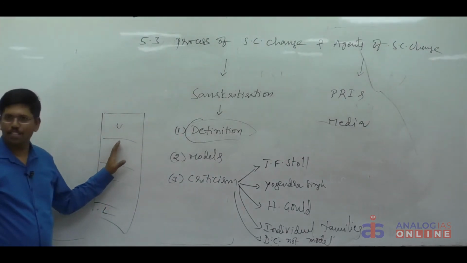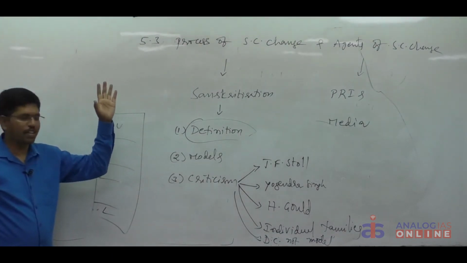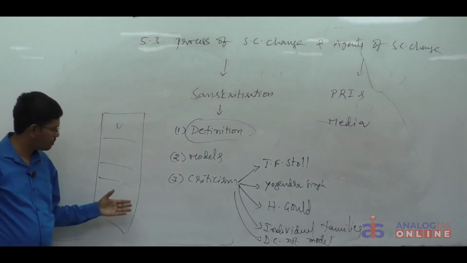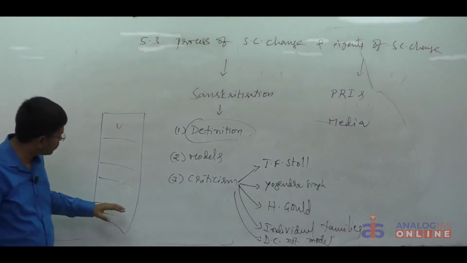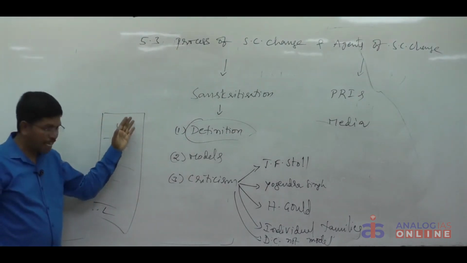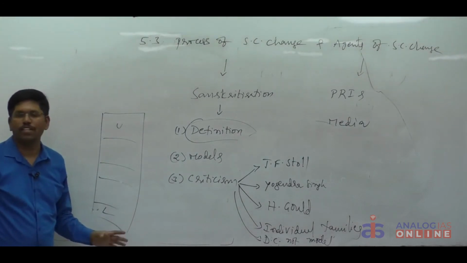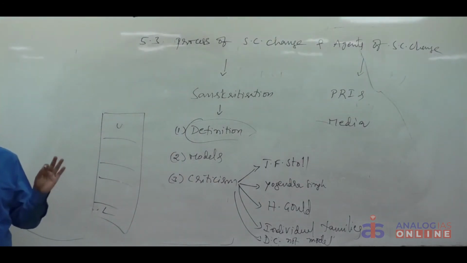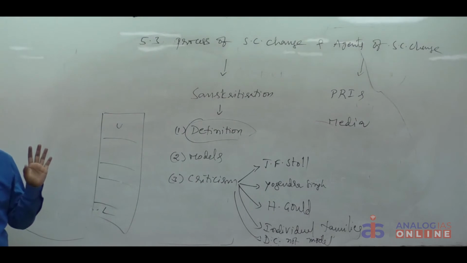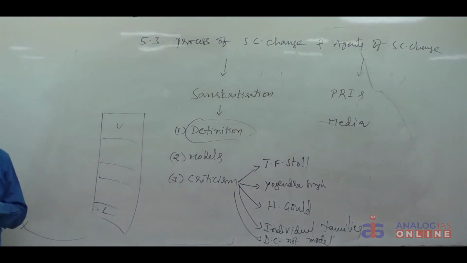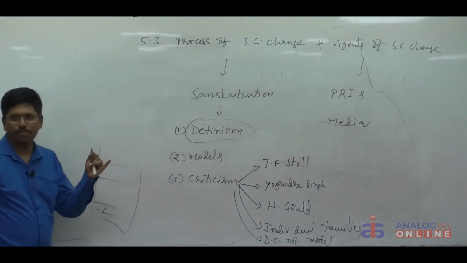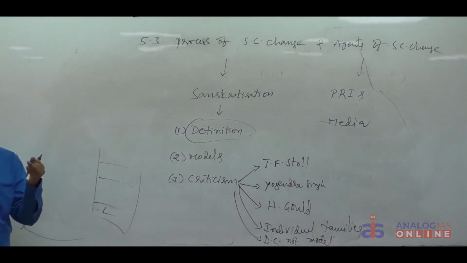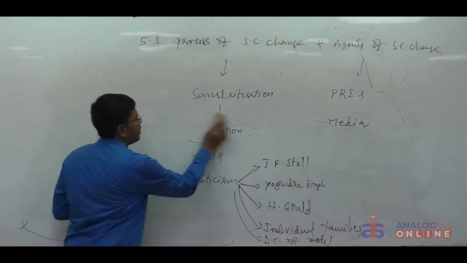They are accepting the system, the presence of privileges for the higher caste and the imposition of disabilities on the lower caste. No one is against the system. Everyone wants to improve their status in the existing system only. That's why it is not structural change, it is just a positional change. These are the criticisms leveled against the Sanskritization concept. Here, you have to remember the definition, models of Sanskritization, 4 models, the examples and criticism.